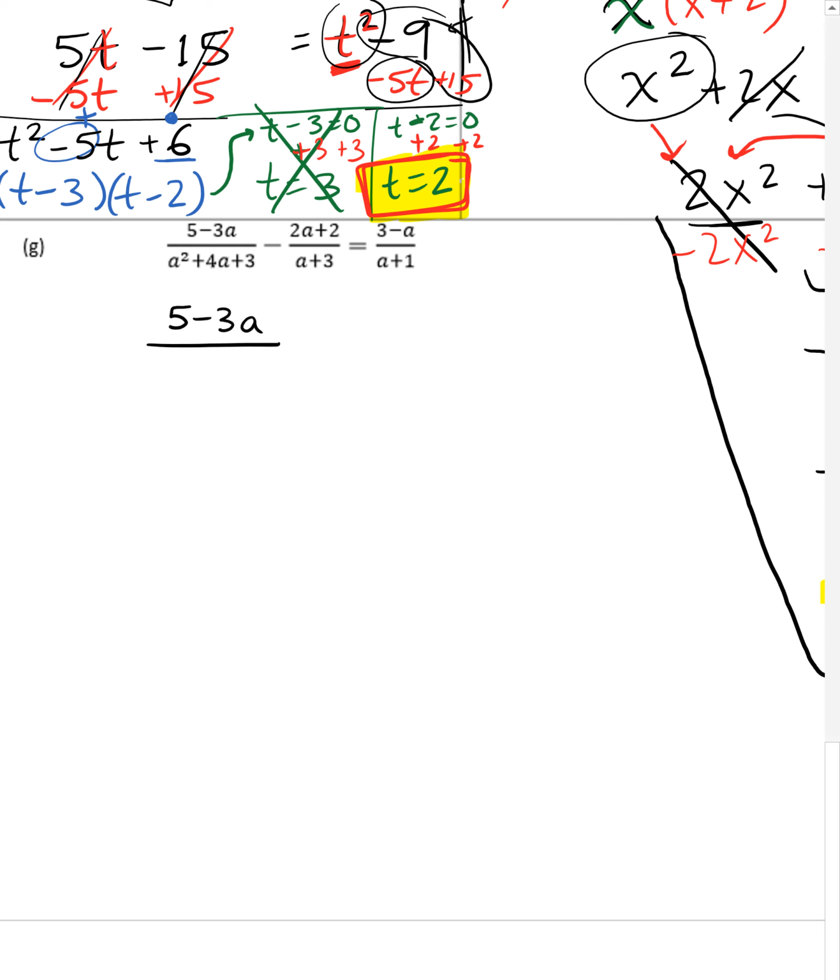The first denominator, that's one of those simple factoring techniques since it's a trinomial with leading coefficient 1. Let's see, what times what makes 3 but adds up to 4? 3 and 1. Or 1 and 3, whatever. But the second fraction, the denominator can't factor, it's already simple. And same thing with the one on the other side, a plus 1, it's as simple as it gets.